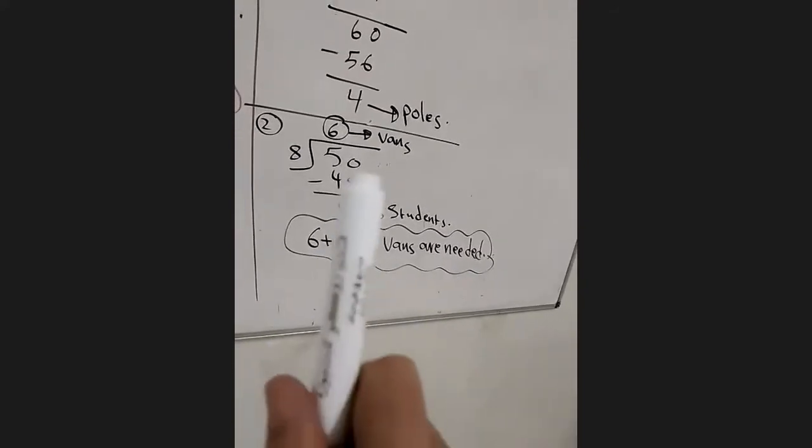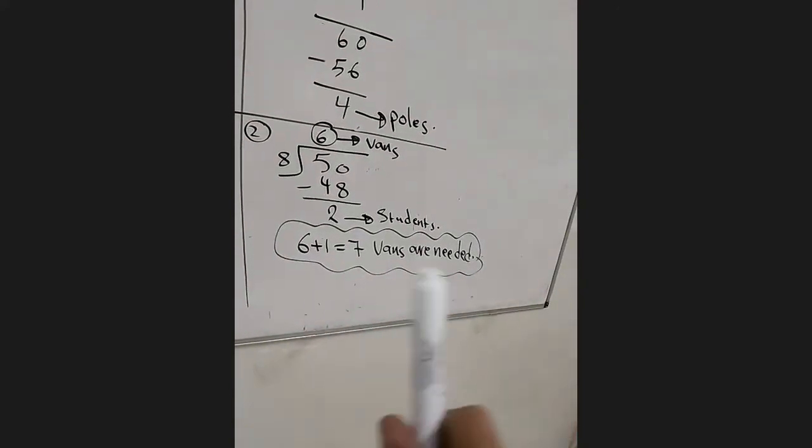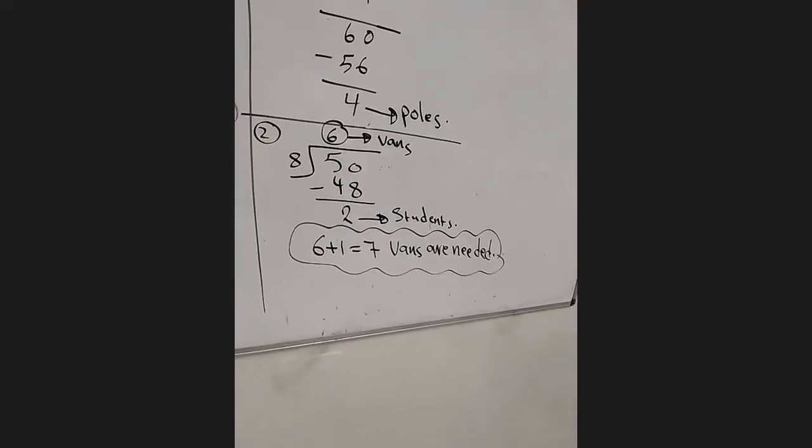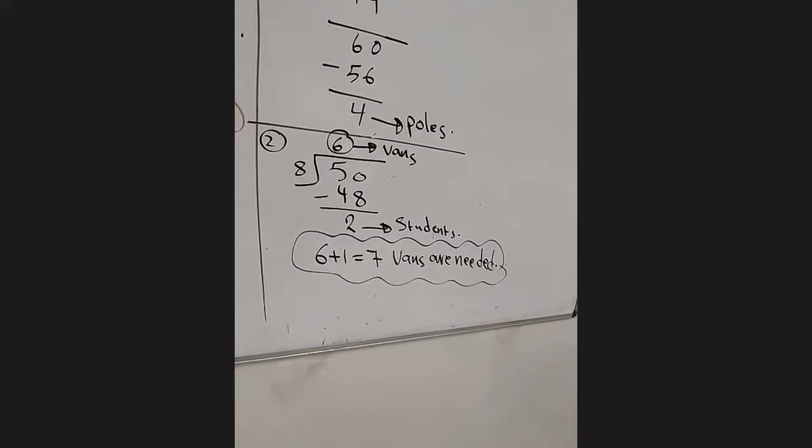The long division besides the question, and this answer down, write it under the question in the line. 7 vans are needed.